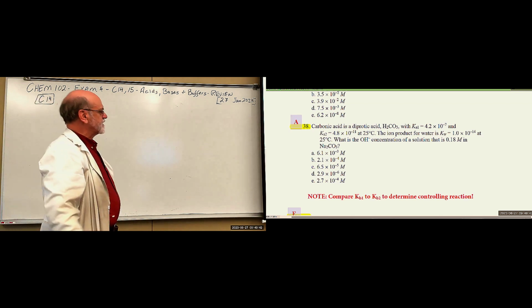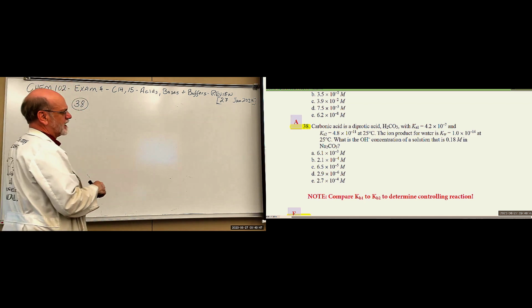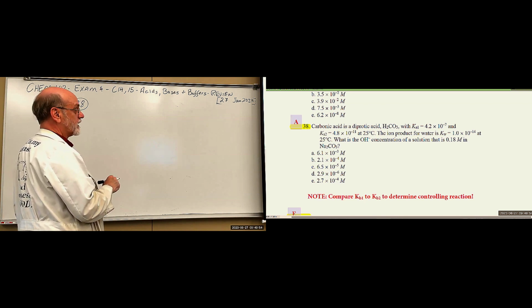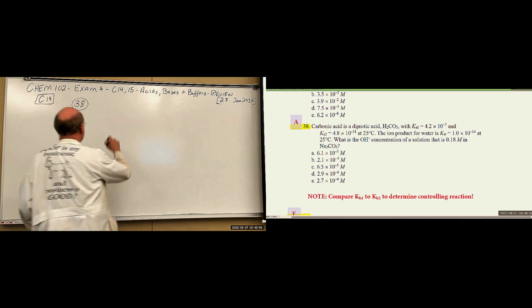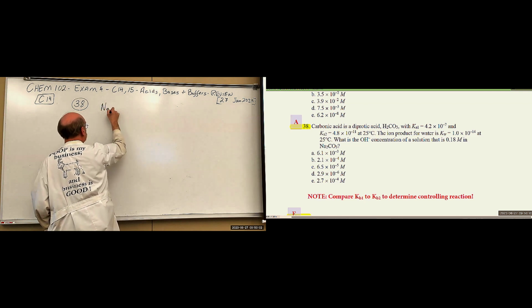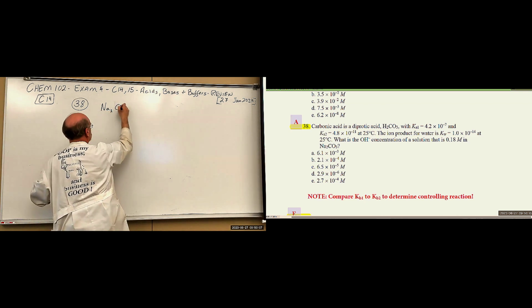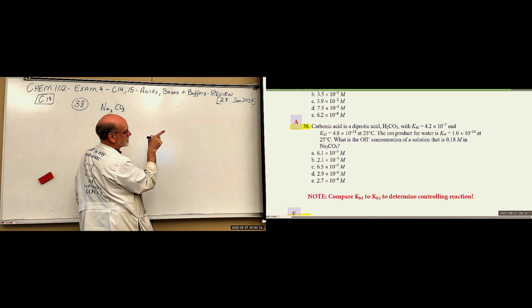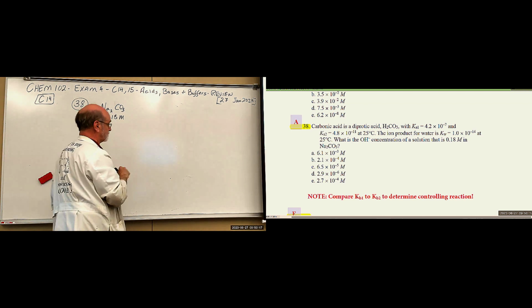All right, carbonic acid is a diprotic acid with Ka1 10⁻⁷ and Ka2 10⁻¹¹. The ion product of water is 10⁻¹⁴. What is the OH minus concentration of a solution that is 0.18 molar in sodium carbonate? All right, so we're given Na2CO3, and it's 0.18 molar.